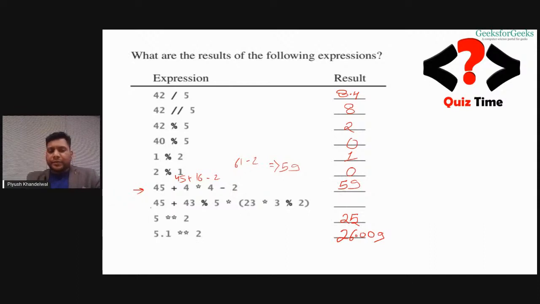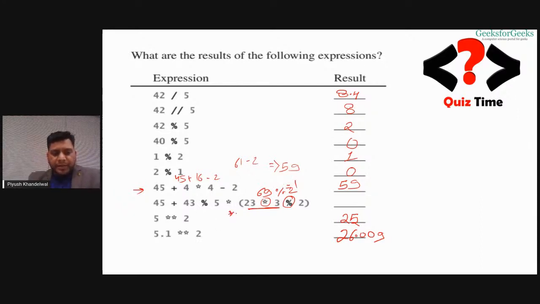Now just have a look at this one. 45 plus 43 mod 5 into 3. So we have brackets here, and brackets will be evaluated first. The expression inside the brackets also has multiple operators. So we know they both have same precedence. The multiplication and mod have same precedence, so the one at the left will be evaluated first. So 23 into 3 will be 69. 69 mod 2 will give me 1 because it is an odd number. The odd number mod 2 is always going to be 1, right?